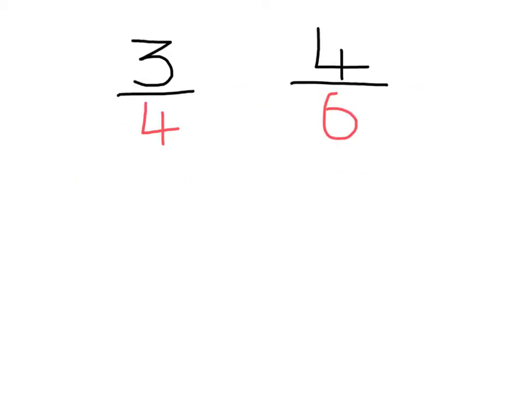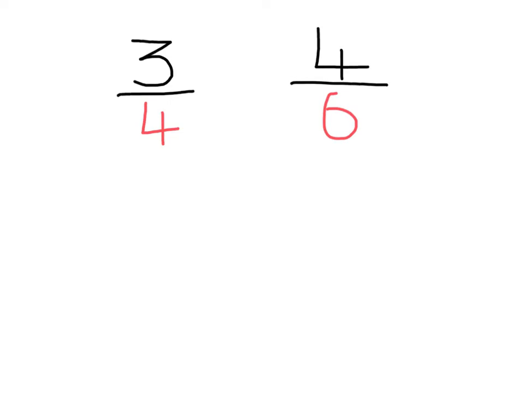I can see here that I've got two fractions that I want to try and put in order of size. The two fractions are 3/4 and 4/6. What I do notice is that both of these fractions have a different denominator, a different bottom number. I can see quarters and I can see sixths. So I need now to put both of those fractions into a common denominator.